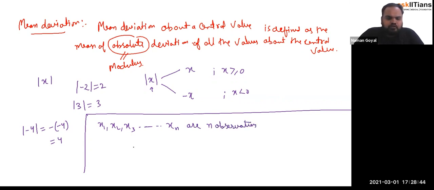Okay, so what is mean deviation? Listen, what is mean deviation? It is the summation of the absolute value of deviations about a central value, so modulus of xi minus x bar, upon n. x bar is the mean, and n is the total number of observations. This is the formula we are going to use for mean deviation.